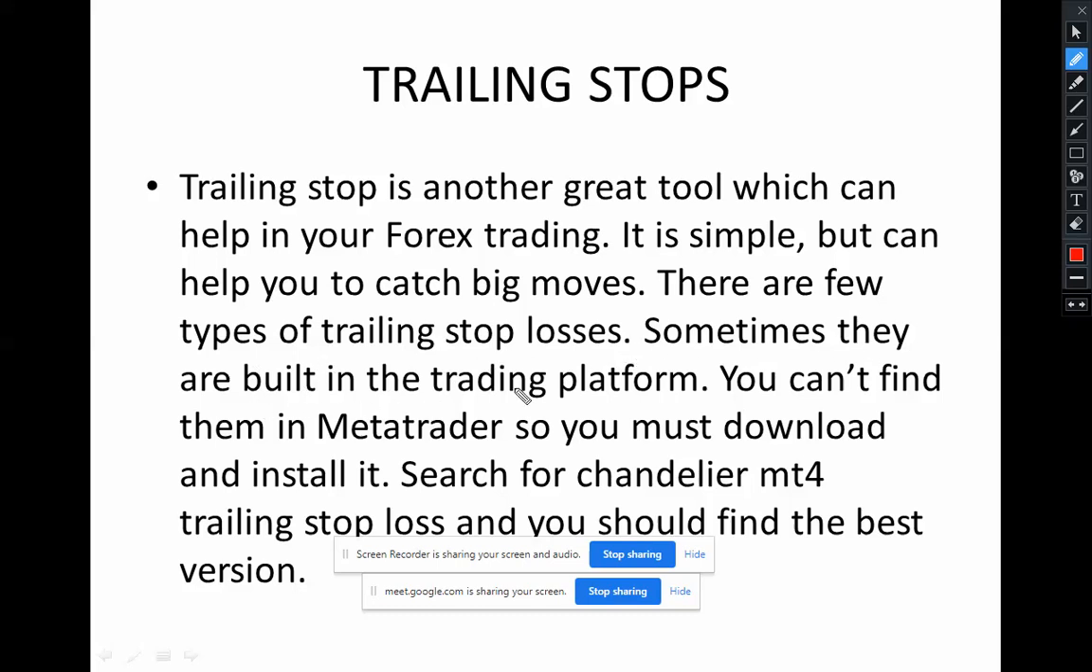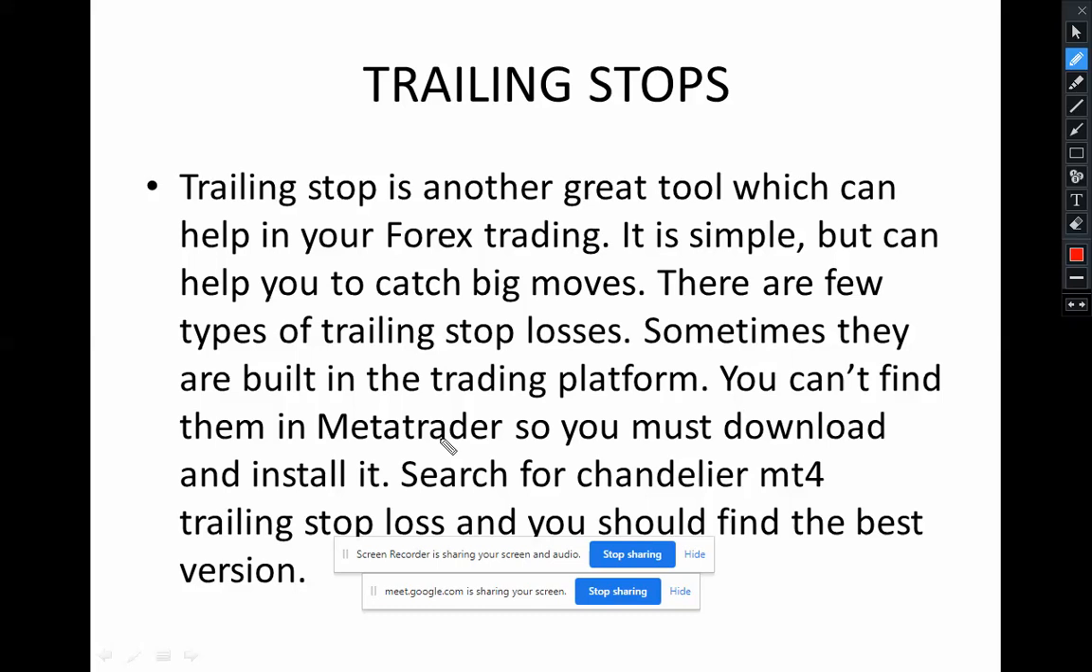Sometimes they are built in the trading platform. At times on MT4 we have this indicator called the trailing stop loss. Sometimes they are built in the MetaTrader 4 platform. It depends on the broker you are using. Some brokers offer a trailing stop loss indicator. Otherwise, you can't find them in MT4 or MetaTrader, so you must download and install it.